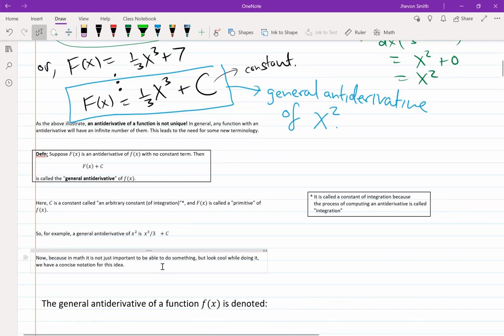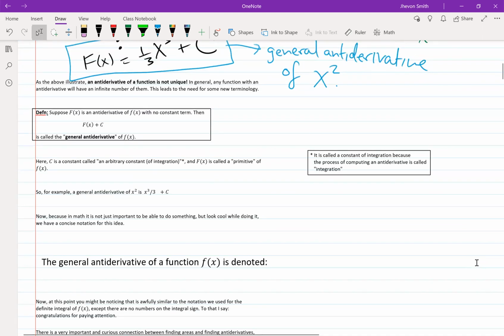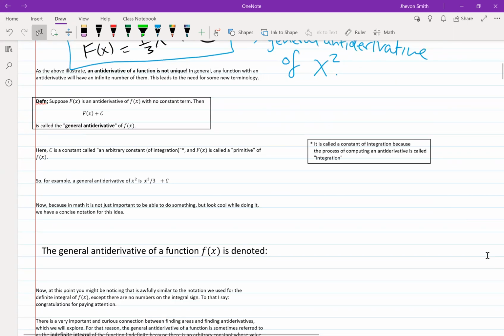Now, again, finding an antiderivative is a very important idea. Finding a general antiderivative is also a very important thing. So we actually have a new notation for that. Every time there's something super important, muy importante, we would like to come up with a new notation to represent that thing. And here is the notation for the general antiderivative of a function. The general antiderivative of a function f of x is denoted by this symbol, an elongated s, f of x dx. That's what that guy is called.